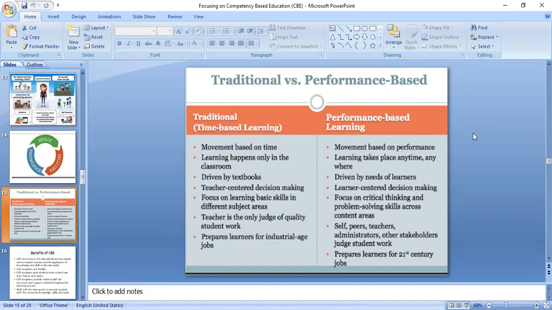In traditional teaching, teachers focus on learning basic skills in different subject areas, and in performance based learning, we focus on critical thinking and problem solving skills across content areas. In traditional learning, the teacher is the only judge of the quality of student work, and here self, peers, teachers, administrators are all involved. The traditional teaching learning process prepares learners for industrial age jobs, but here it prepares learners for 21st century jobs, which is very much needed.